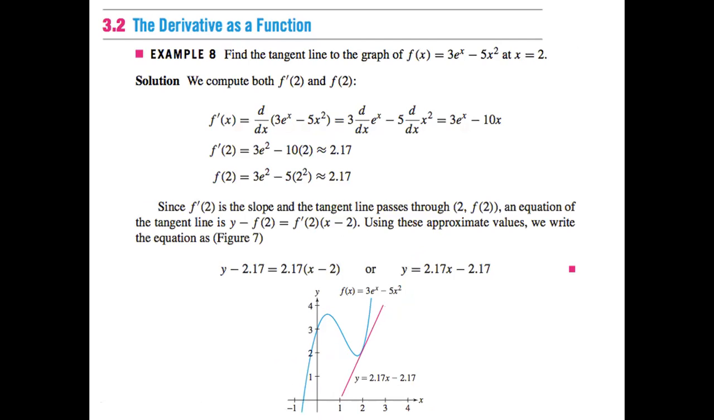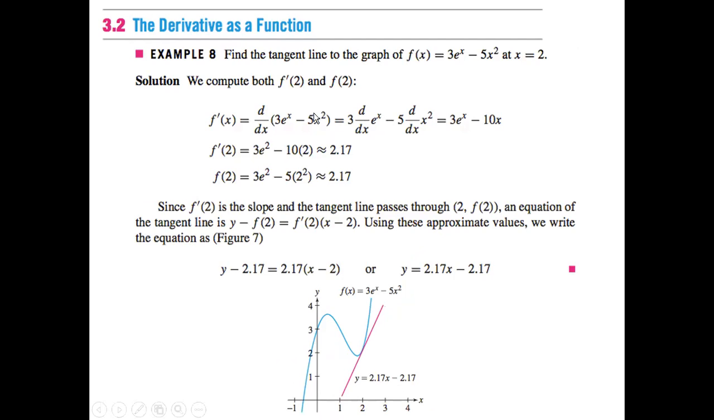But yeah, going back to bread and butter questions that you're actually going to be asked on homework and tests, like, oh, okay, find the tangent line of the graph 3 times e to the x minus 5 times x squared at x equals 2. So you're going to want to compute the derivative, of course, at x equals 2. To do that, you should find the general formula for the derivative first.